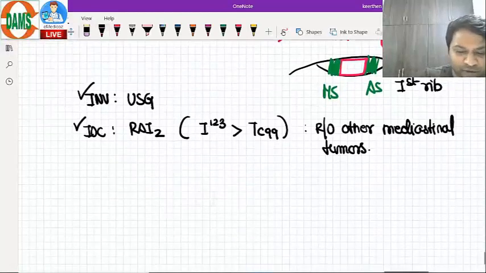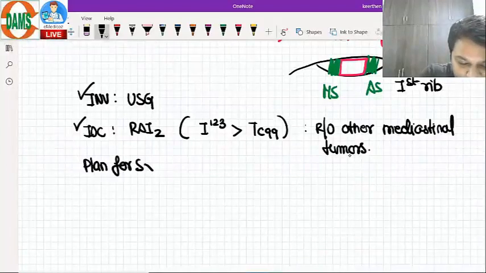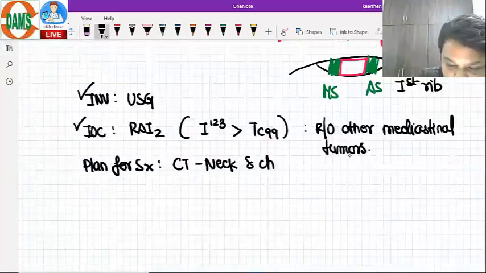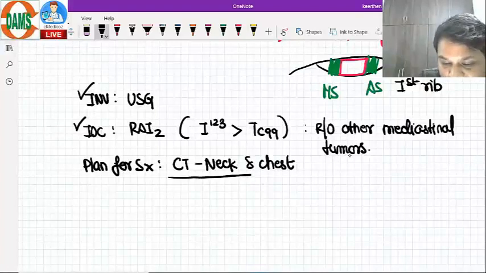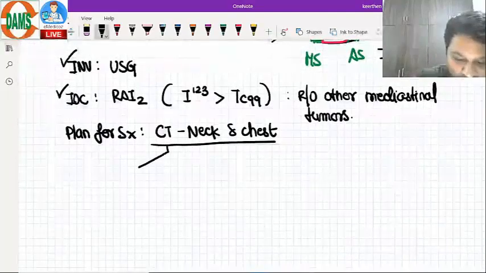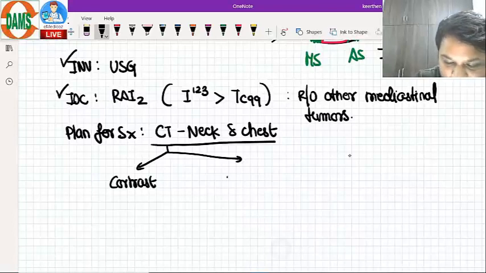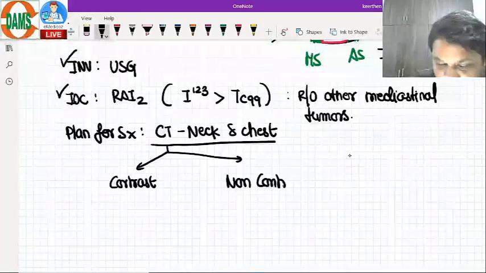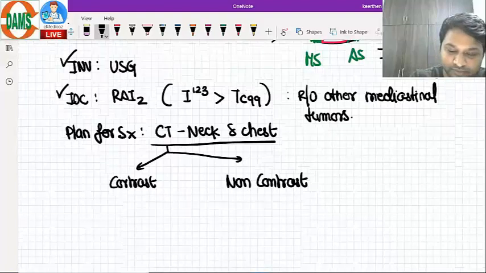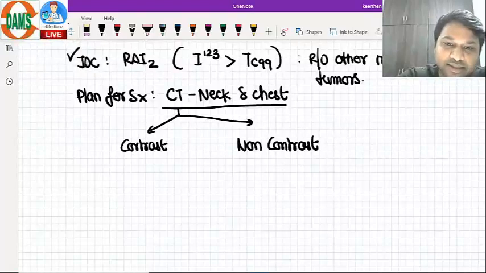Now, if you are planning for surgery, CT neck and chest is important. Okay. Now here comes a tricky question. What CT would you like to use? A contrast CT or a non-contrast CT?